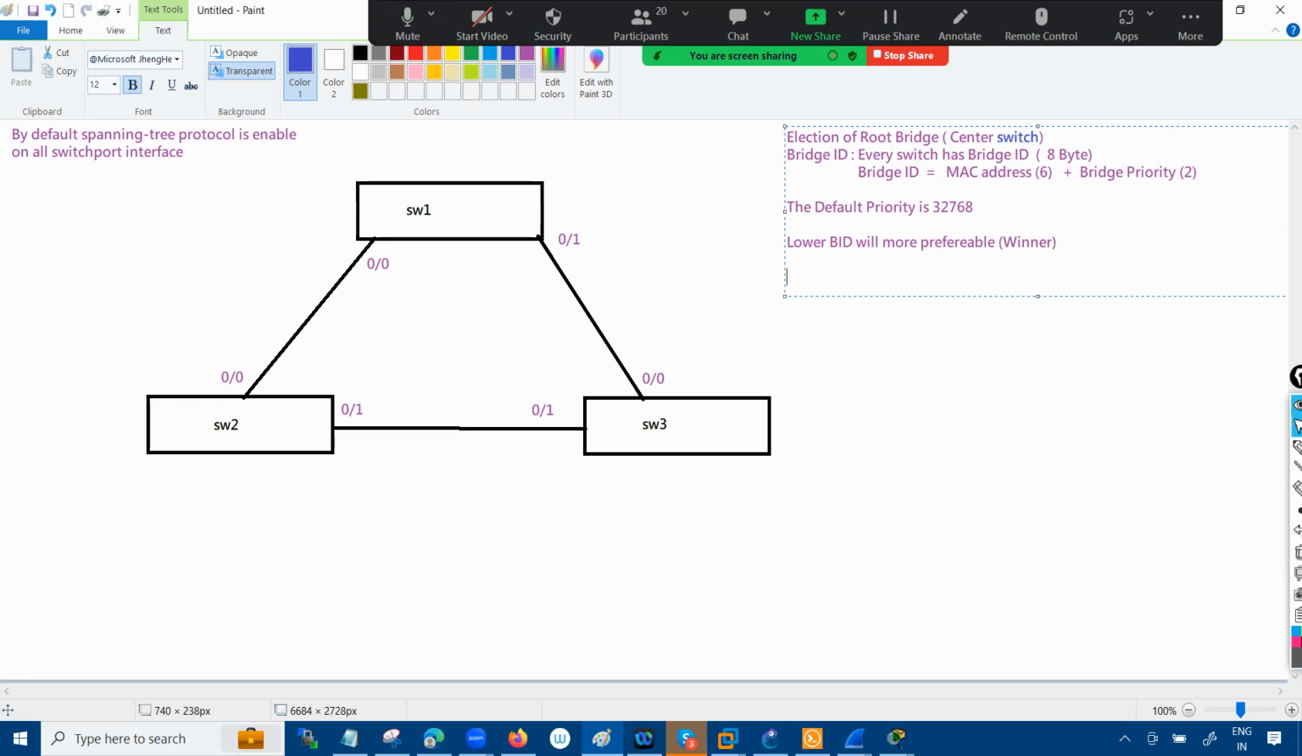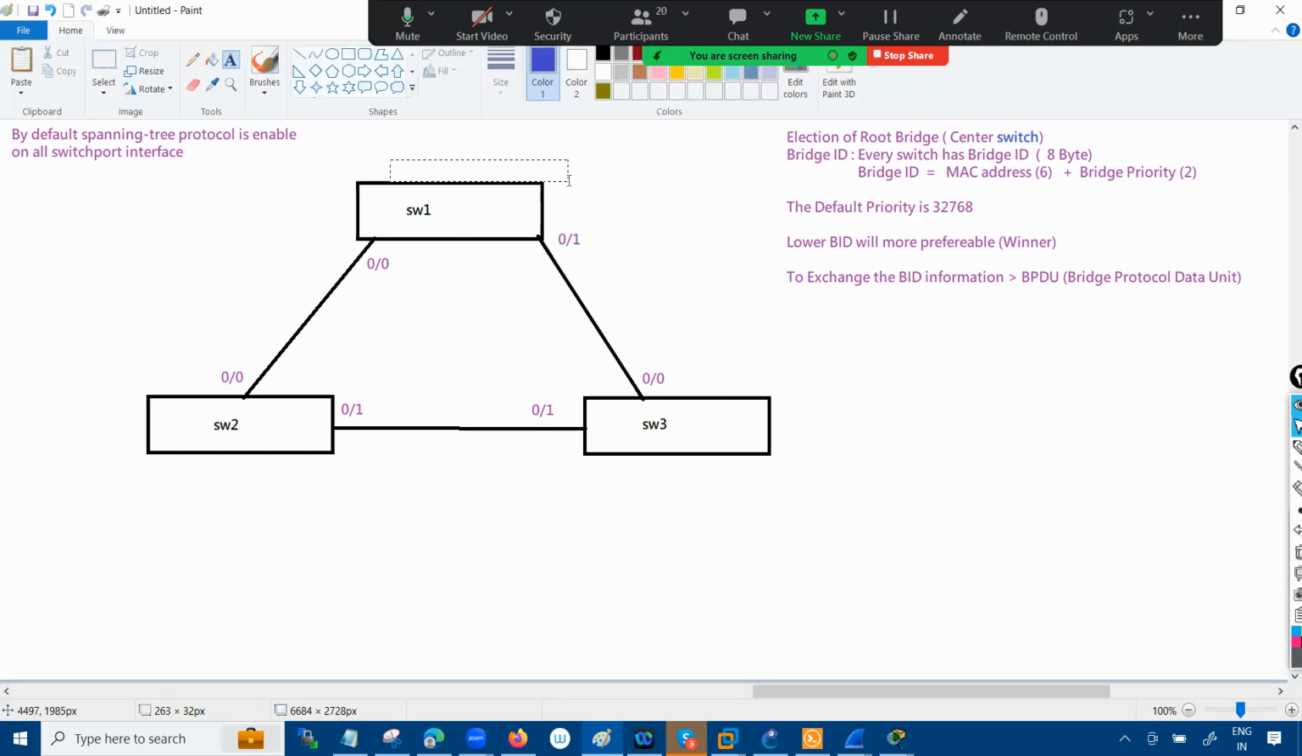To exchange the bridge ID information, we need some other entity, and that is known as a BPDU, Bridge Protocol Data Unit. BPDU is nothing but a guy who will carry the bridge ID information. So for example, let me explain this part.